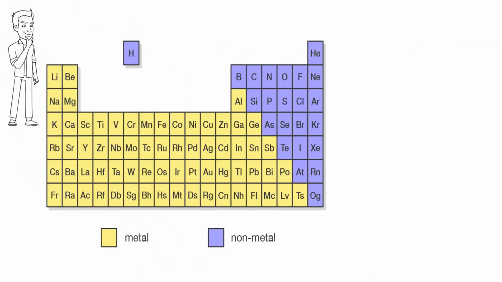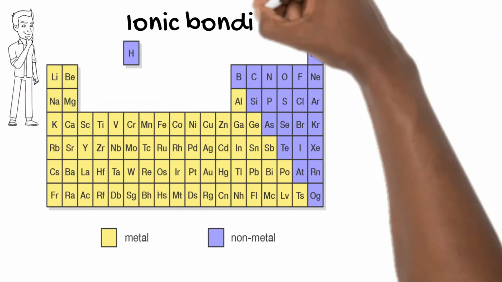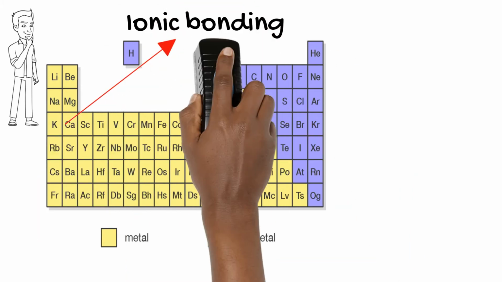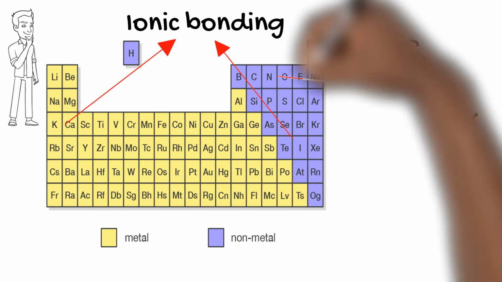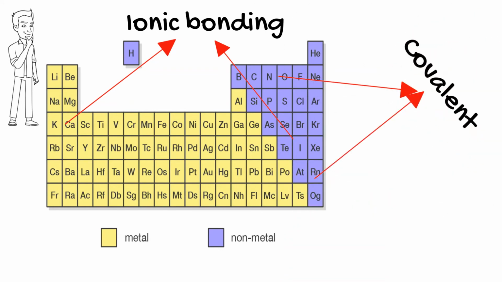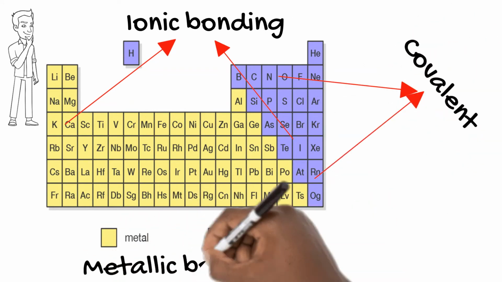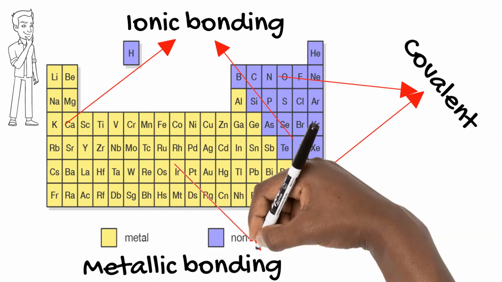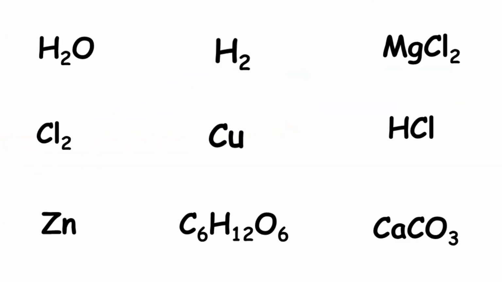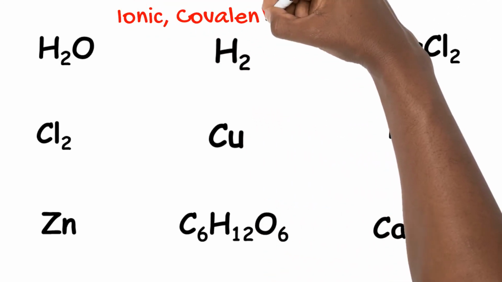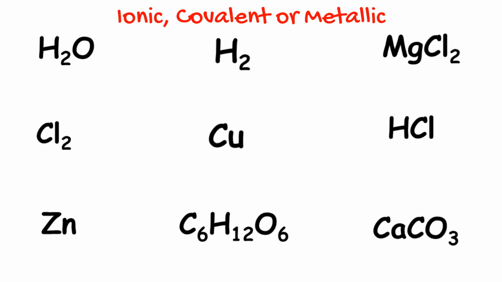Okay, to avoid any confusion, ionic bonding holds together metal atoms and non-metal atoms, whilst covalent bonding holds together two or more non-metal atoms, whilst metallic bonding holds together metals and metals. So by now, you should be able to look at a compound and decide whether it's ionic, covalent, or metallic. So pause the video and give it a go.